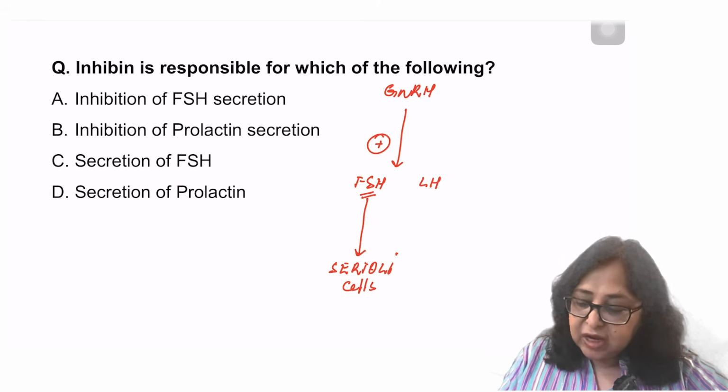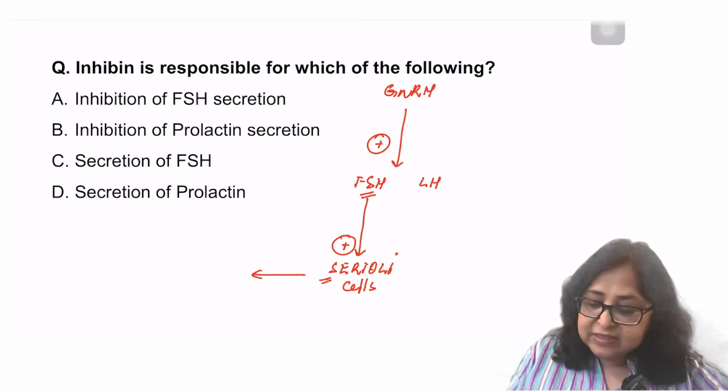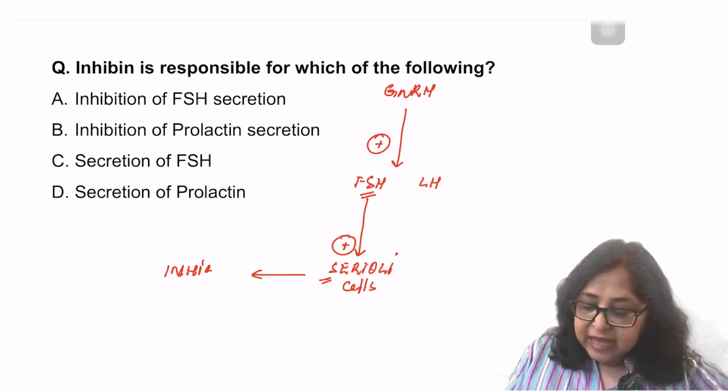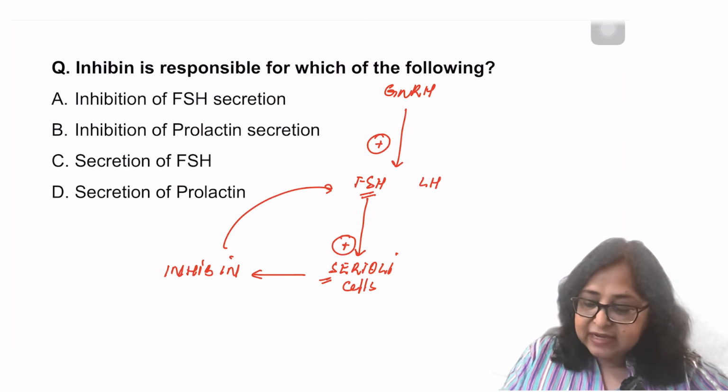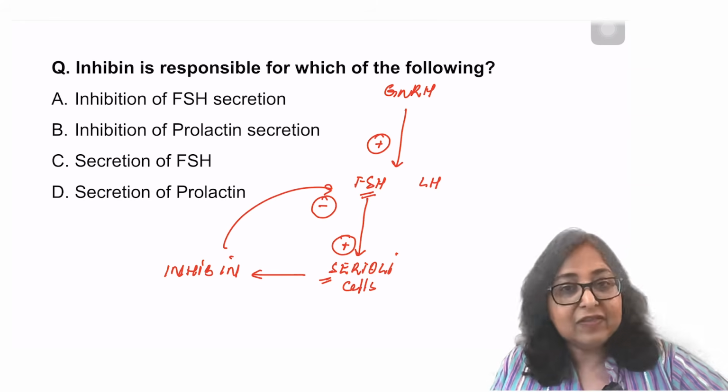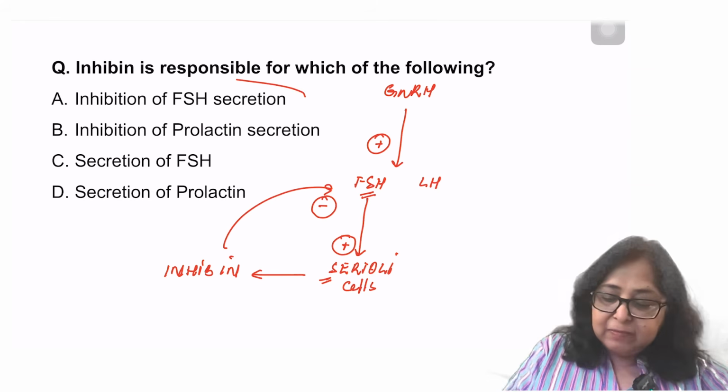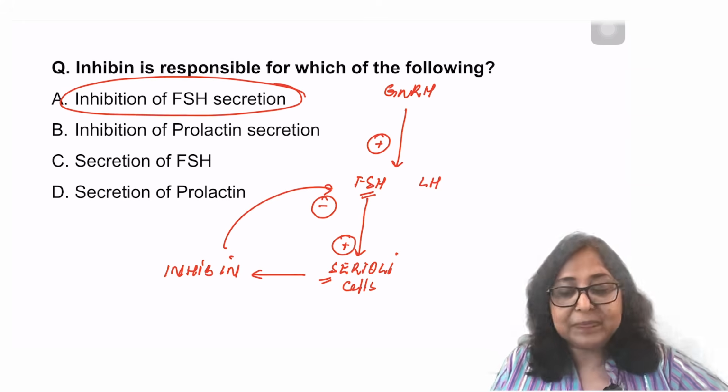Receptors for FSH are on Sertoli cells. And the Sertoli cells will now secrete inhibin, and this inhibin has a negative feedback effect on the secretion of FSH. So it causes an inhibition of the FSH secretion.